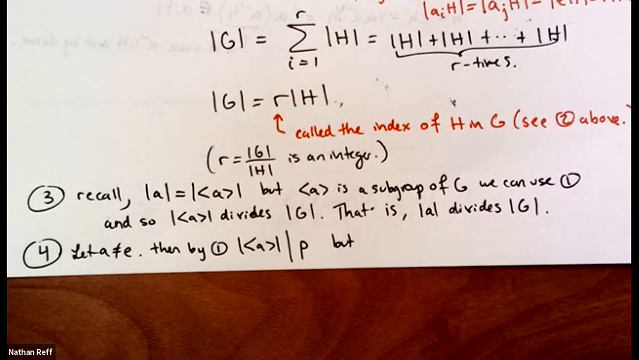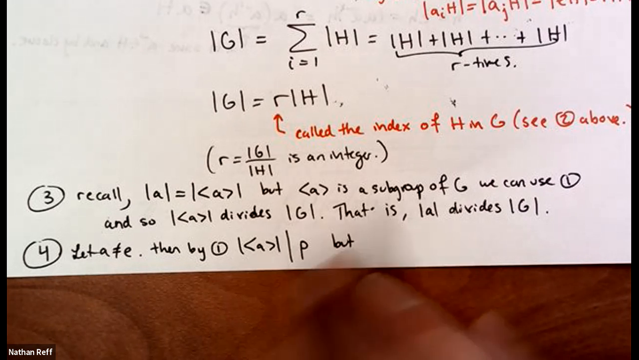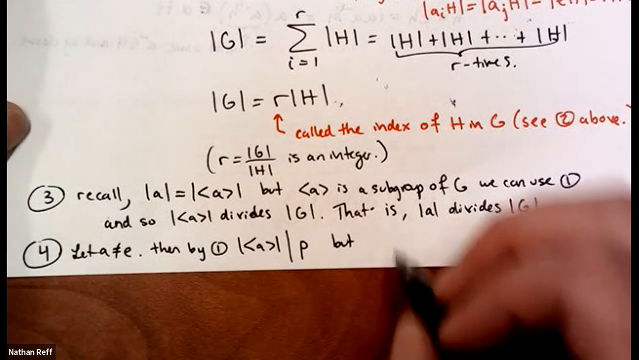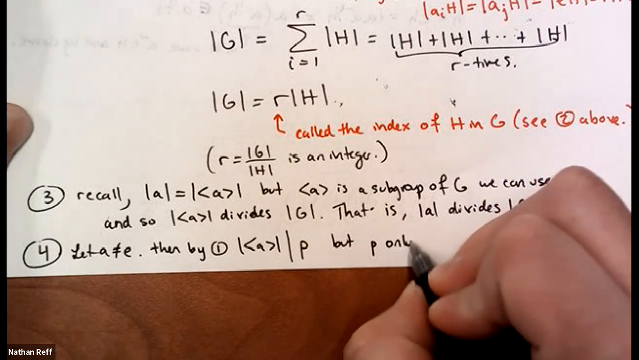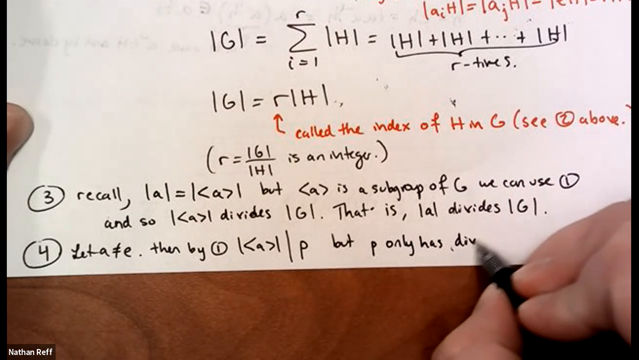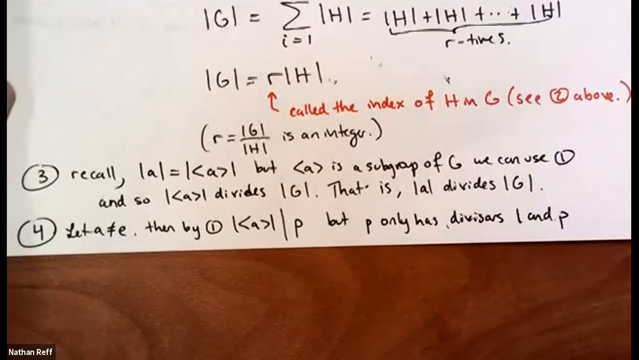Yeah, 1 or P, right? The only divisors of a prime are 1 and P. But P only has divisors 1 and P. Do we agree with that?